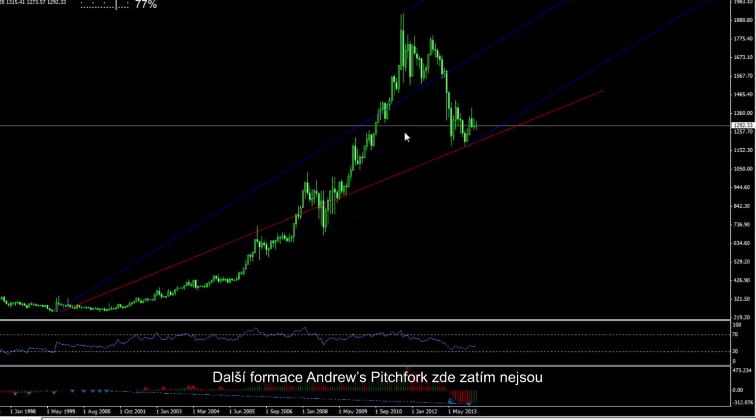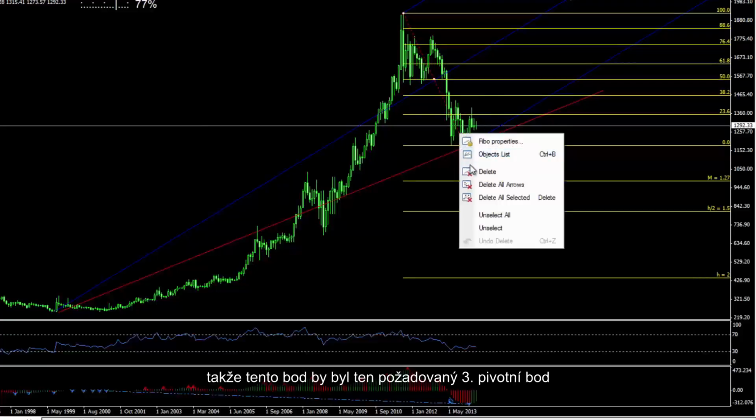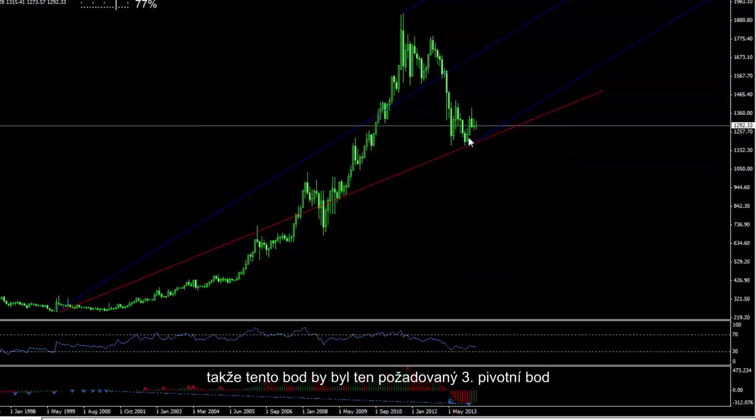There are no more Andrew's pitchfork patterns yet. A Fibonacci pattern shows the price is still under the level 38.2%. Thus, this point would be the desired third pivot point.